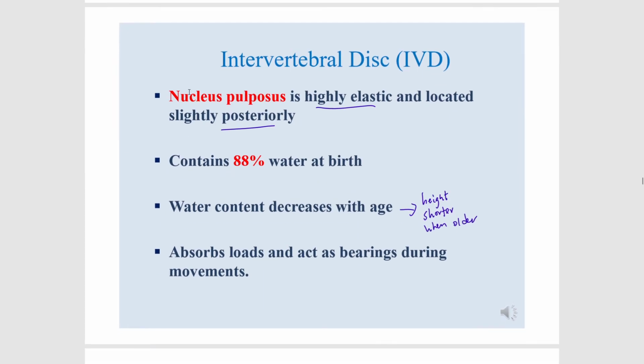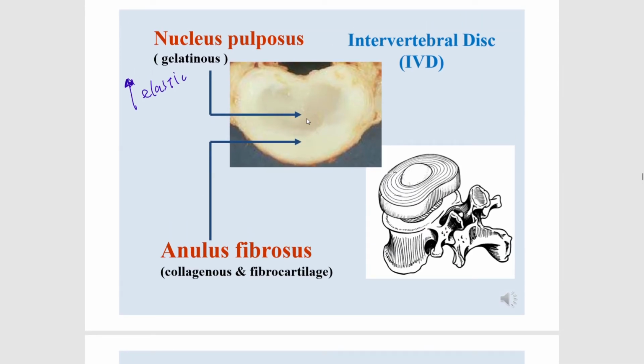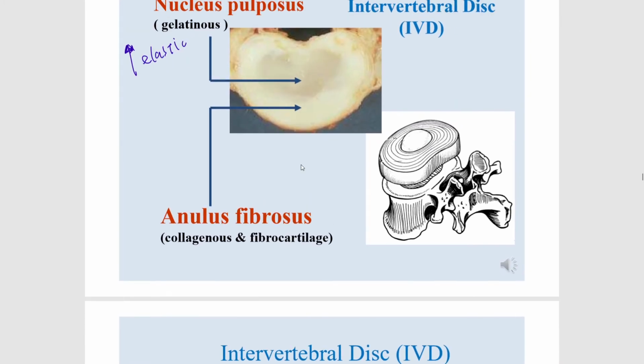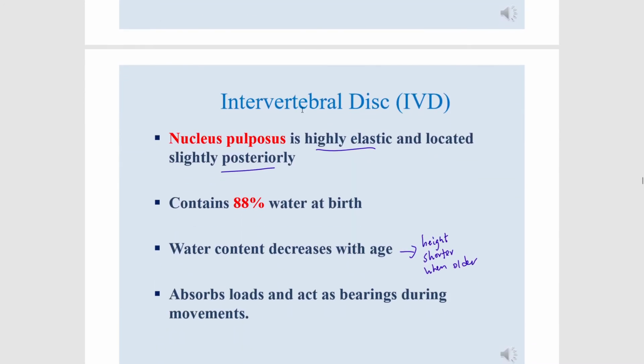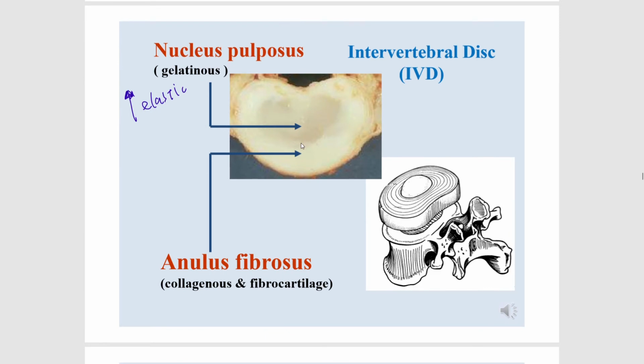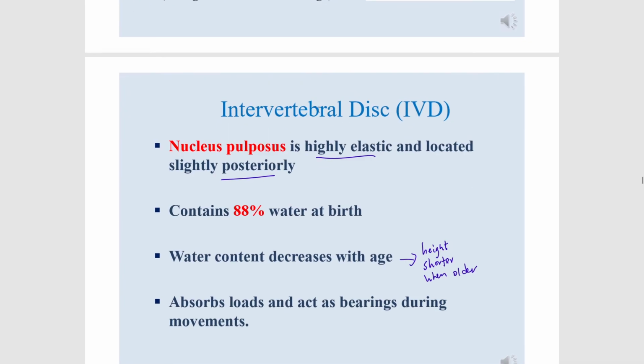The nucleus pulposus is highly elastic and located slightly posterior, as you can see here. This side is the posterior and this is the anterior, so it is slightly located on the posterior side. It contains 80% water at birth. This region contains a lot of water, a high percentage at birth, but the water content will decrease with age.